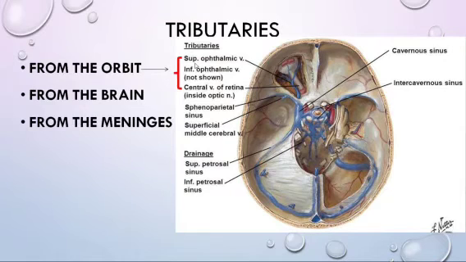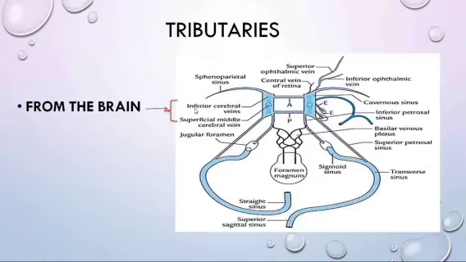From the orbit, it receives three veins: superior ophthalmic vein, inferior ophthalmic vein. So this is the superior ophthalmic vein. And also the central vein of retina. Usually behind the optic nerve, you have the central artery and vein of retina. Okay.